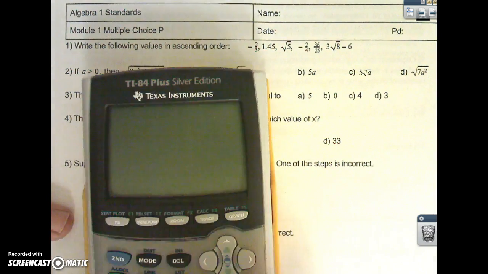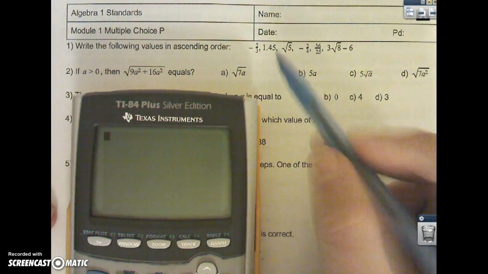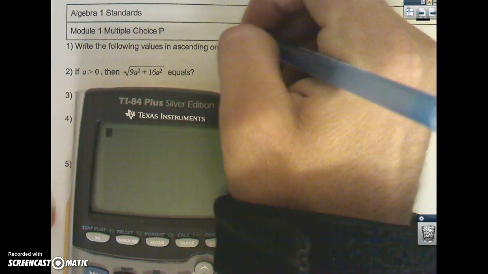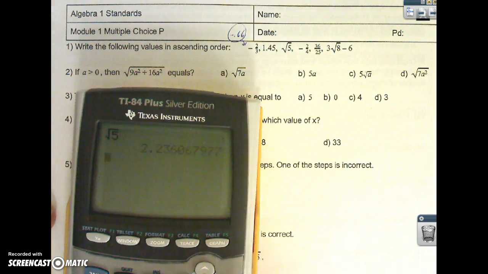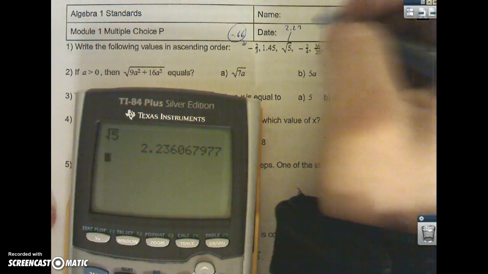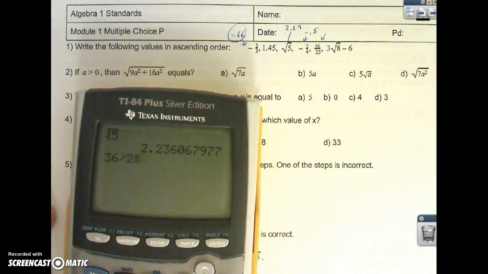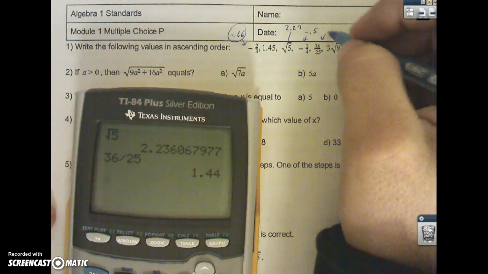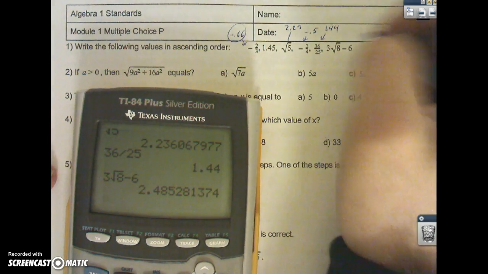Write the following values in ascending order. So for the first one, you're trying to put everything into decimals. Ascending means going up. So negative 2/3 is negative 0.66. 1.45 looks good. Square root of 5 is 2.23. Negative 2/4 is negative 0.5. 36 over 25 is 1.44. And then 3 times root 8 minus 6 is 2.45.